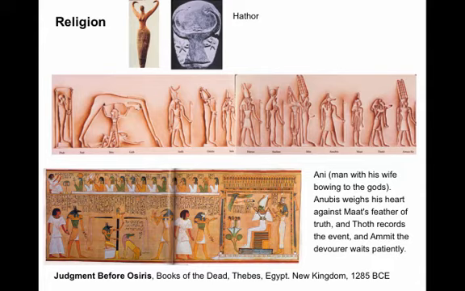Now this is a judgment before Osiris from the Book of the Dead. It's one of our required slides. And so a man has died, is being escorted, and then his heart is weighed against a feather. And if his heart is heavier than the feather, this jackal god devours him.